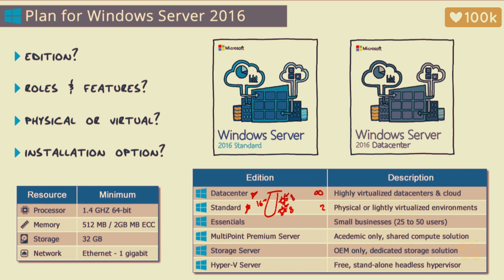Now, these other 4 editions are really meant for special use cases. Essentials Edition is meant for those single server shops. Small businesses, supports up to 25 users and 50 devices, and comes with one OSE, either physical or virtual. Multi-point premium server, available through academic licensing only, is really meant for classroom environments and allows multiple users to share a single machine. Storage server is a brand new addition here in Server 2012 that is not available to the public. This is an OEM only solution, and it's really designed for those storage manufacturers to include in their storage appliances and comes packed with all of those great storage features. And finally, we have Hyper-V server, which is a free standalone headless hypervisor anybody can download and use and remotely manage.